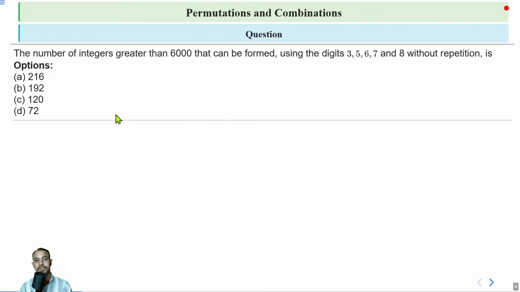Which option is correct? Take your time and try it. Give your answer. Which one is correct? Quickly do it. Very simple, you can easily do it.